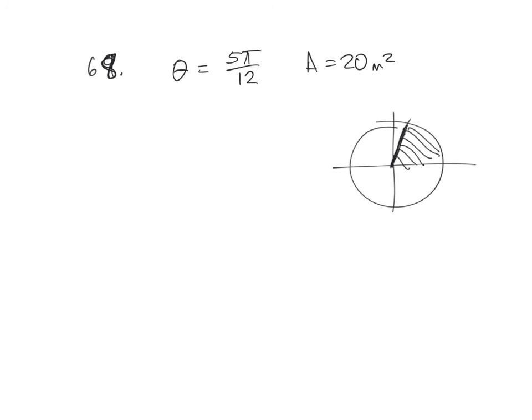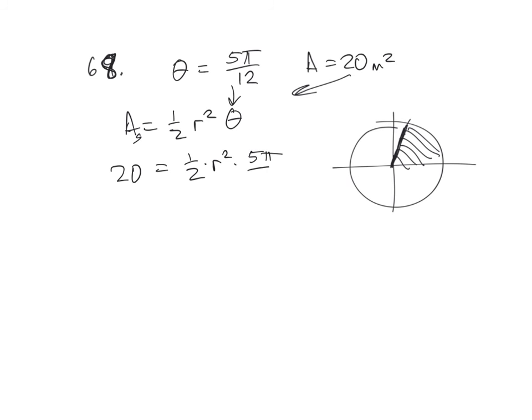Theta is 5 pi over 12. So the area of the sector of a circle is equal to 1/2 the radius squared times theta. Well, we already have theta. We don't have to convert it, and we already have the area. So we just plug everything in and then solve for your radius. Okay, so multiply by 2, and we get 40 equals r squared times 5 pi over 12. And we can multiply by 12, or just multiply by the reciprocal, 12 over 5 pi.